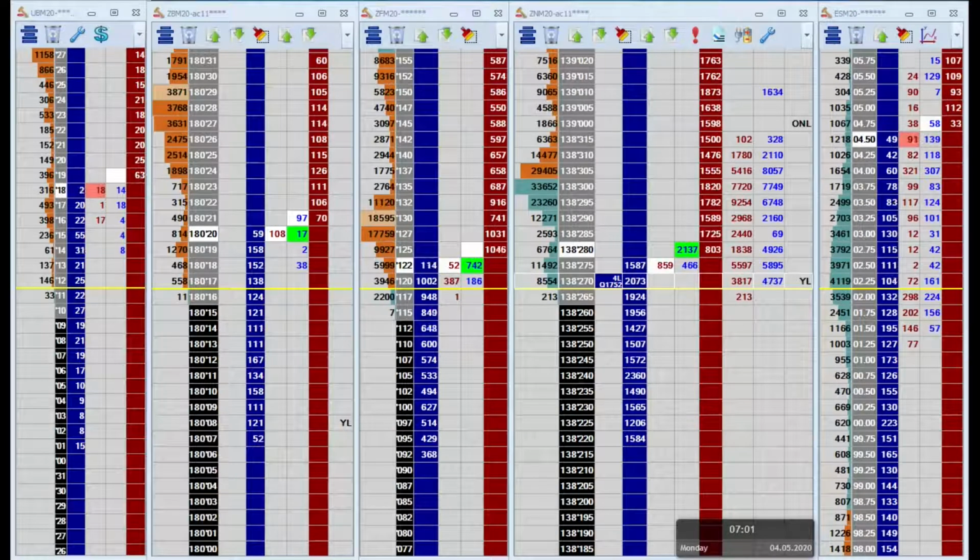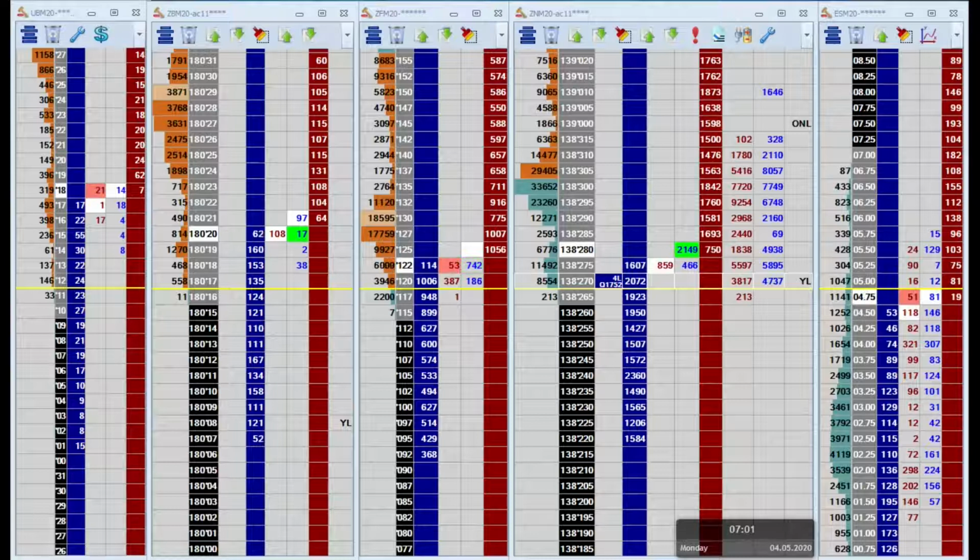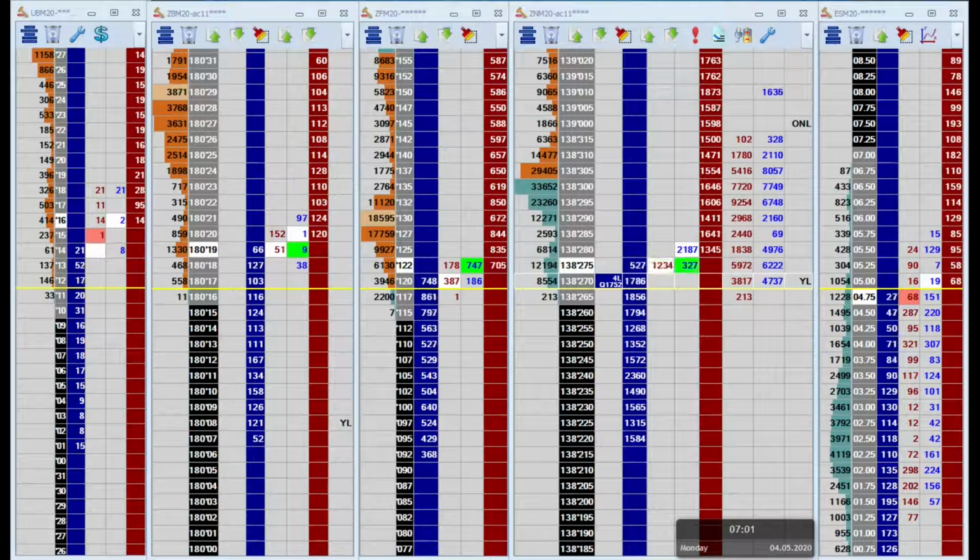What you're looking at is the Jigsaw Day Trader platform. This is all trading on order flow. There's no charts, no indicators, nothing like that. It's just watching the price action and responding accordingly.